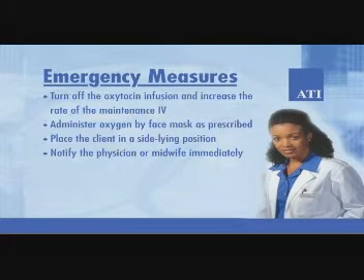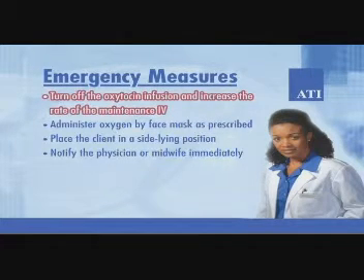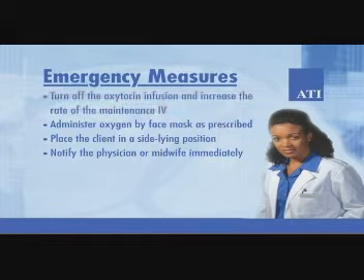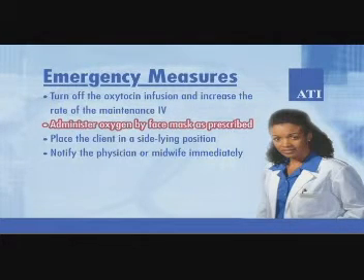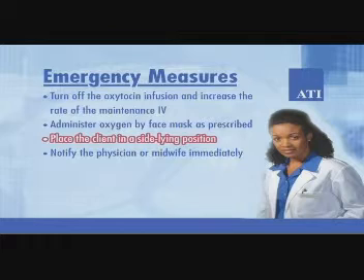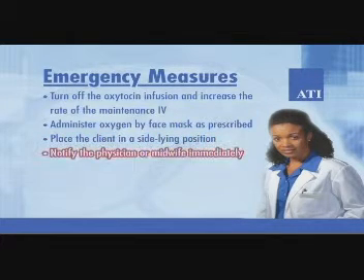You will assess fetal well-being continually for signs of fetal distress, such as bradycardia, tachycardia, absent variability, and repeated, late, or prolonged decelerations. If uterine hyperstimulation or non-reassuring fetal heart rate patterns occur, institute the following emergency measures. Turn off the oxytocin infusion and increase the rate of the maintenance IV. Administer oxygen by face mask as prescribed. Place the client in a side-lying position, and notify the physician or midwife immediately.